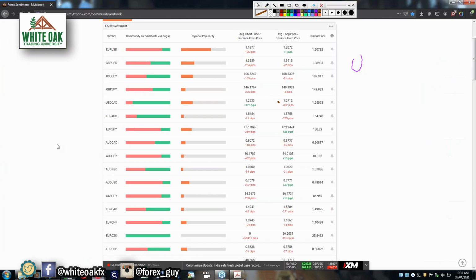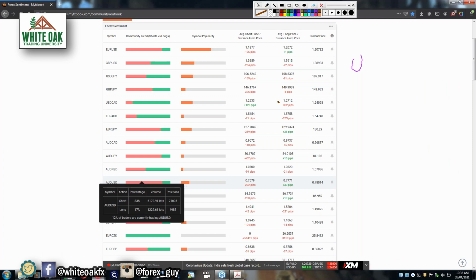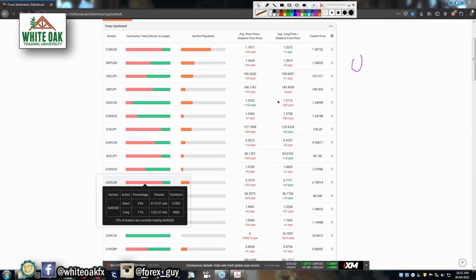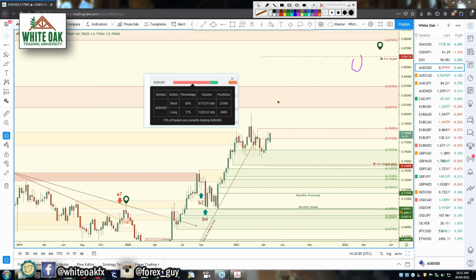Let's see, Aussie. Look at that. Most of them are short. So does this really help sell the idea that this is going to go up? Yes. Look how short they are. That means the banks are really taking the opposite side of those trades and preparing for a move. I think it looks good. Very good.